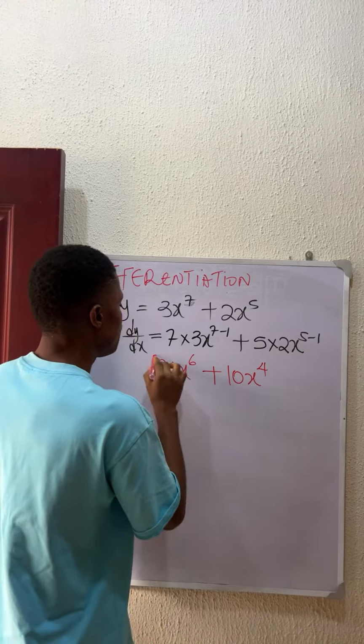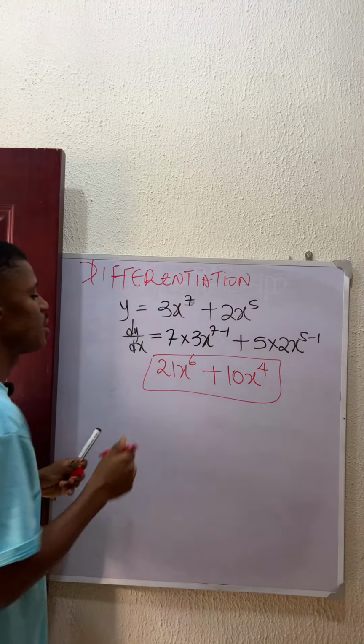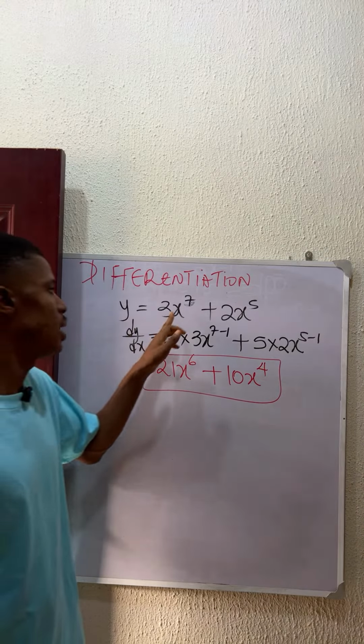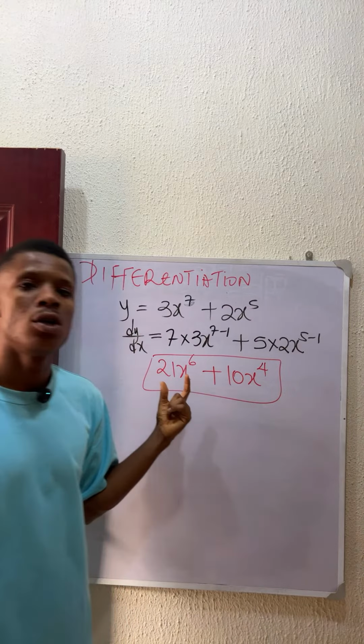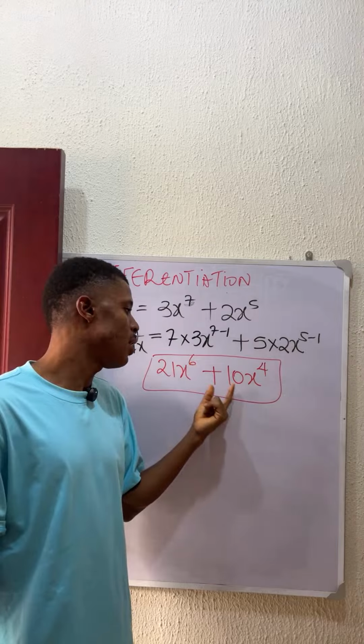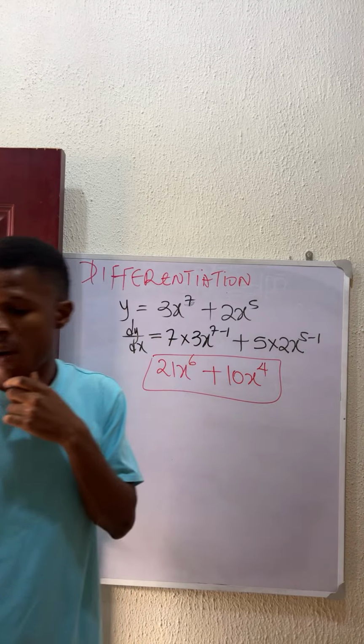So if you see that the derivative of the function 3x to the power 7 plus 2x to the power 5 is equal to 21x to the power 6 plus 10x to the power 4.